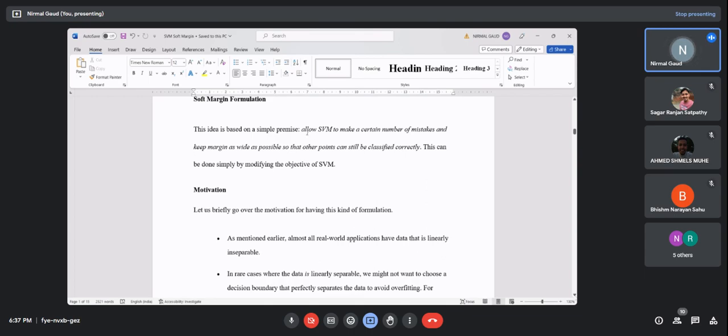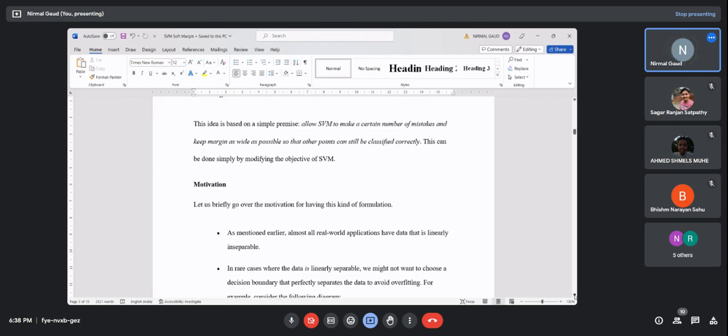Here we were talking about the soft margin formulation. That means we allow the SVM to make a certain number of mistakes and keep the margin as wide as possible so that other points can be classified correctly. If some of the points are creating an issue and are misclassified, don't worry, but try to separate the other points with a wider margin.